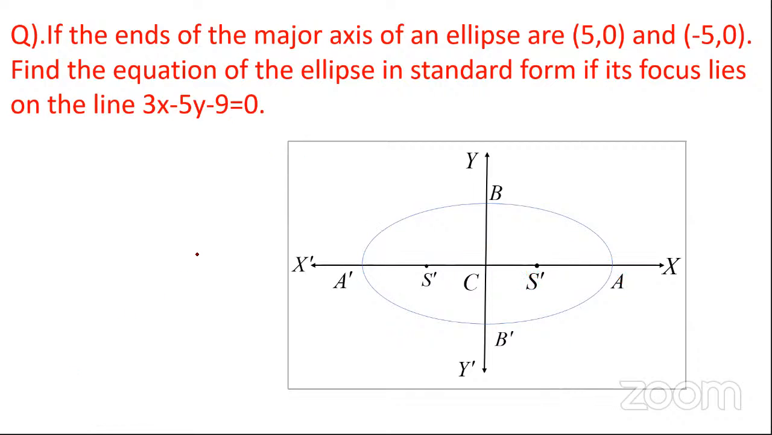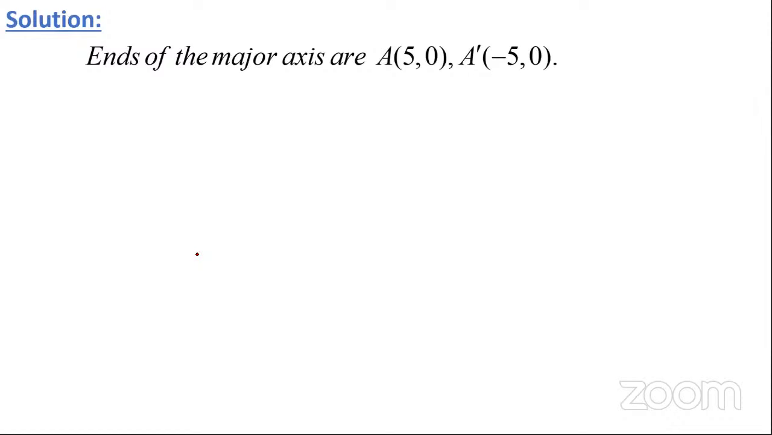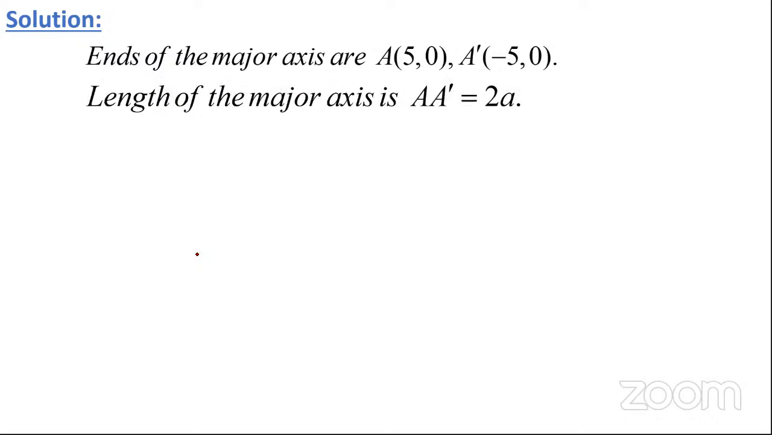Now, solution for that one: ends of the major axis are nothing but A (5, 0) and A dash (minus 5, 0). I'm taking that one. So end points are these two, from the question. The length of the major axis is nothing but the distance between these 2 points. From the distance formula you can substitute. Otherwise, the length of the major axis is nothing but 2a. So just evaluate these values.